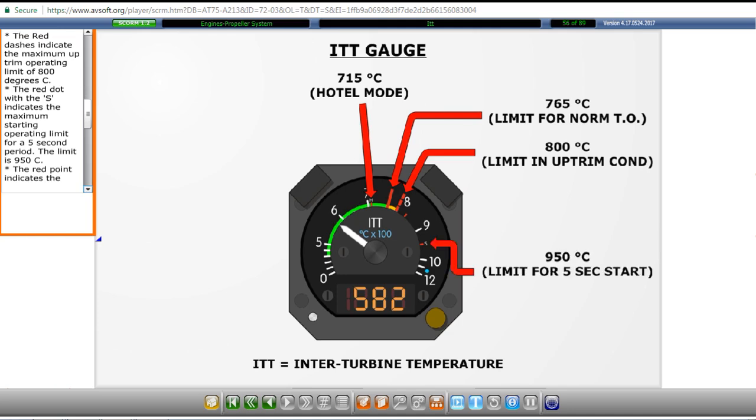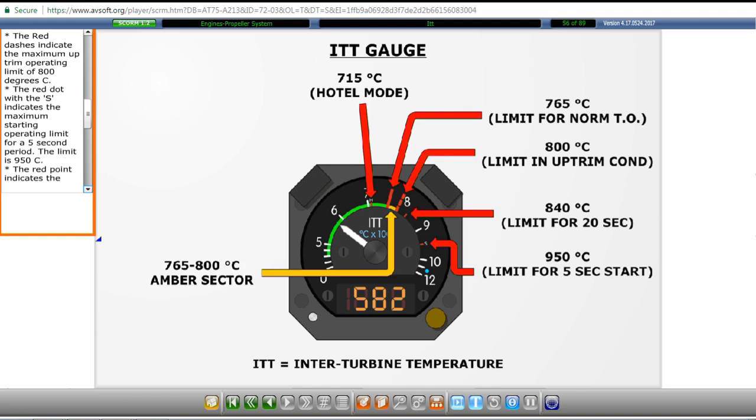The red dot with the S indicates the maximum starting operating limit for a 5-second period. The limit is 950 degrees Celsius. The red point indicates the maximum temperature limit during a 20-second period. This limit is 840 degrees Celsius.